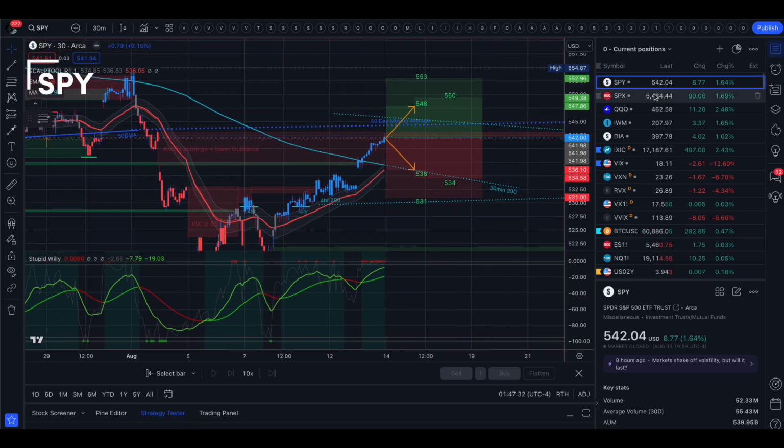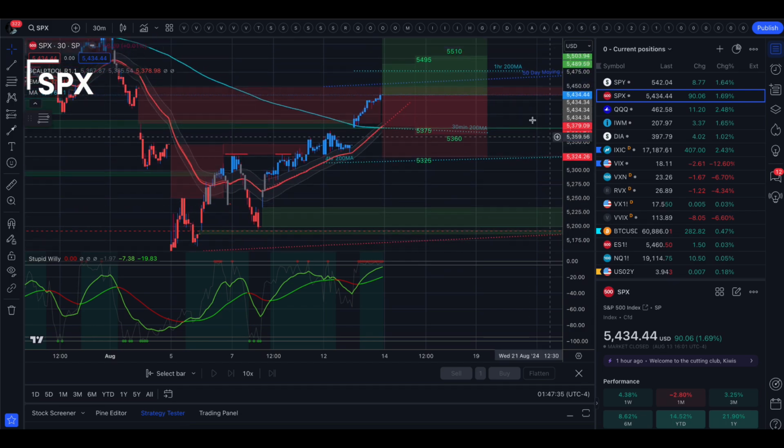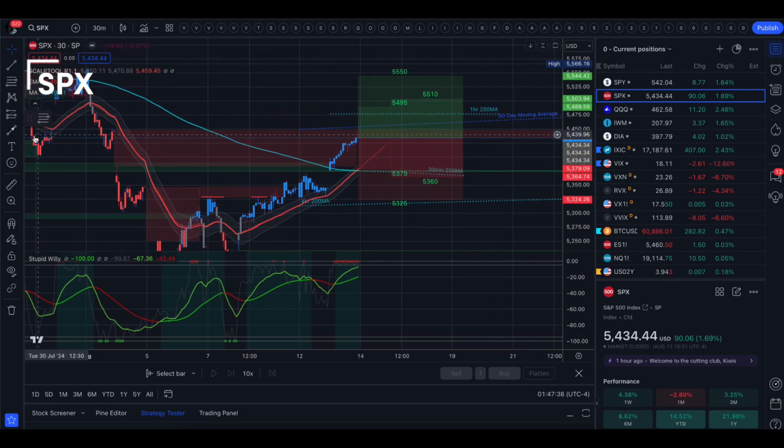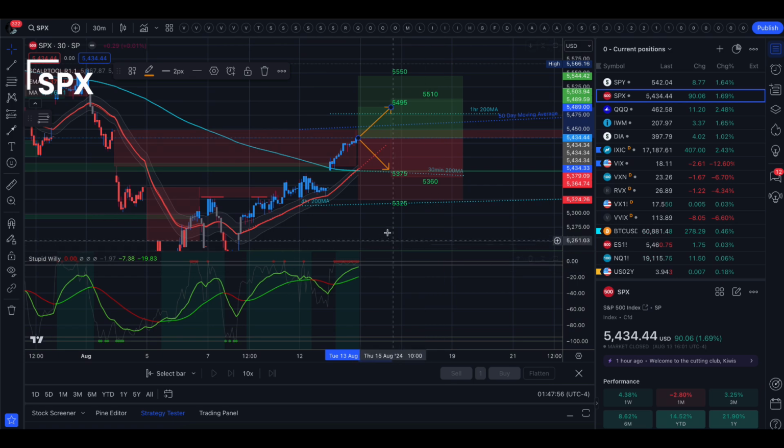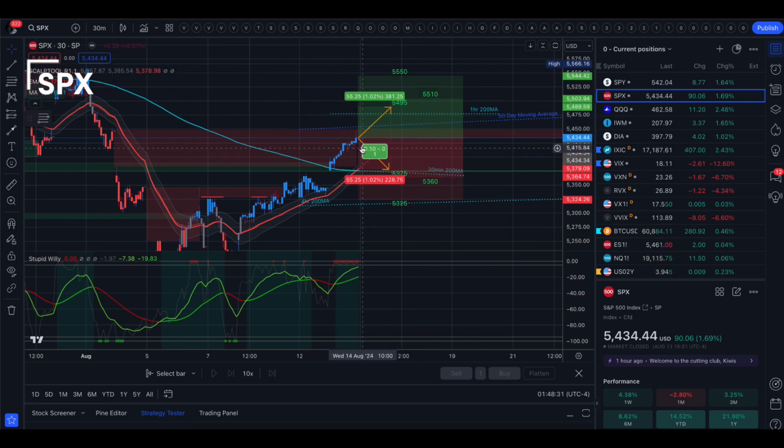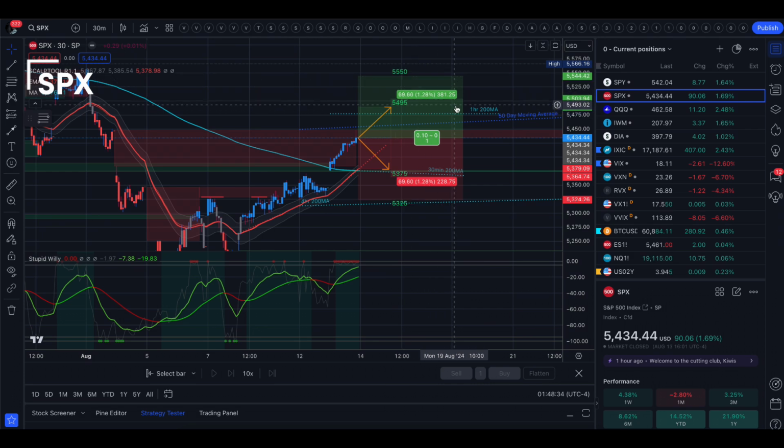Taking it over to SPX, the implied move over here is between 5375 and 5495, that is from options. 30-day average volatility, quite a bit wider, 5325 to 5550. So again, 1% on the implied move, 2% on the 30-day average volatility, and Thursday's contract 1.25% between 5360 to 5510. And personally, with the volatility the way we've had it, I have been looking to that second day strike.